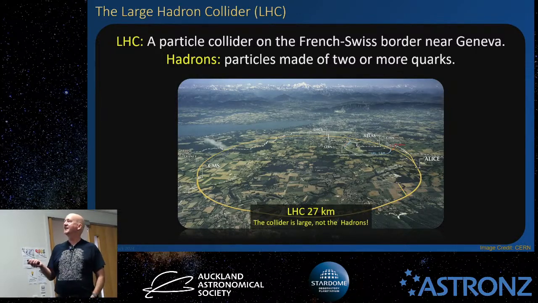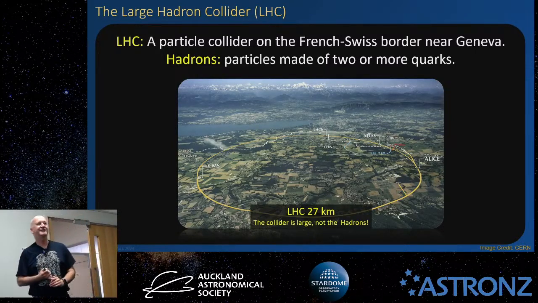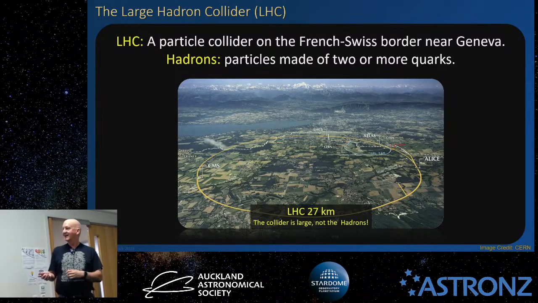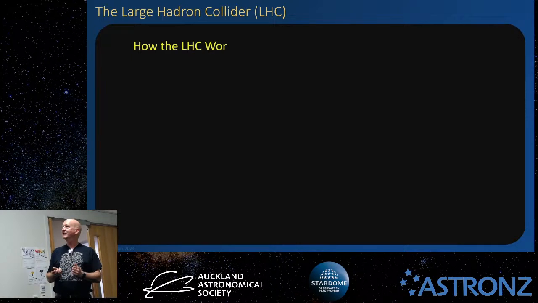A hadron is a particle made of 2 or more quarks, so protons and neutrons are hadrons. Now the ring for the Large Hadron Collider is about 27 kilometres around, and I'll show you in a minute how they get the protons into the ring so they can collide them to see what happens. Just before we do that, we'll just have a look.